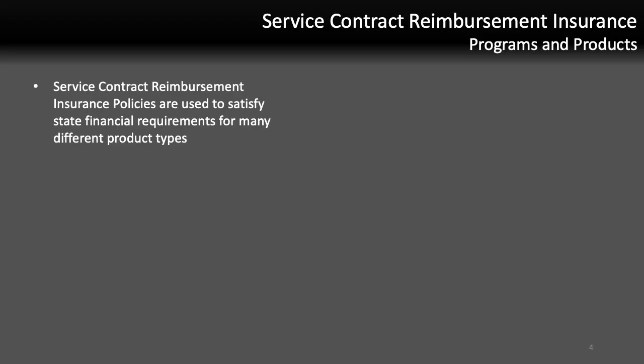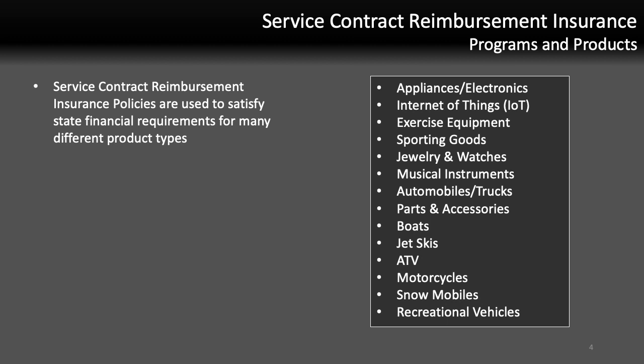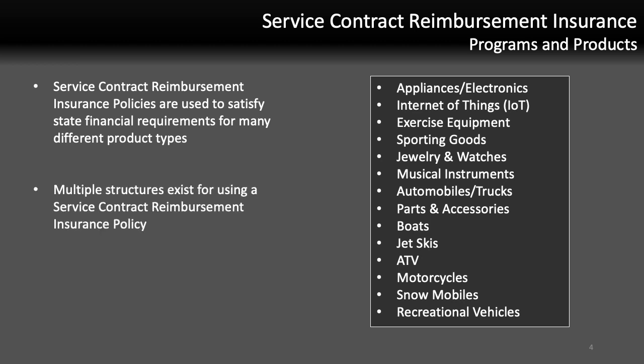Programs and products. Service contract reimbursement insurance policies are used today to satisfy state financial requirements for many different types of products. Examples are listed here: appliances, electronics, Internet of Things devices, exercise, sporting goods, jewelry, musical instruments, automobiles, trucks, various parts and accessories, boats, jet skis, ATVs, motorcycles, snowmobiles, recreation vehicles, just to name a few of the items. Multiple structures exist for how to use a service contract reimbursement insurance policy, and that's on a case-by-case level, how it gets structured.